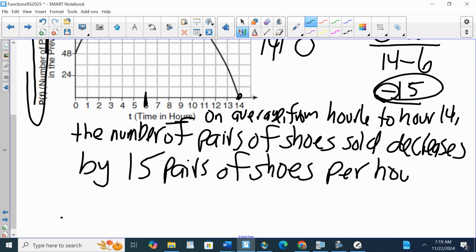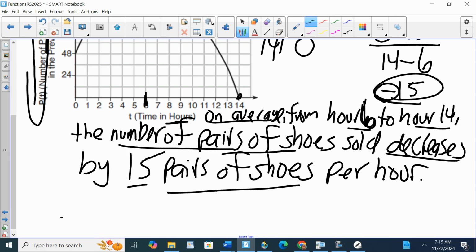If you want more practice with this, it's literally just substituting into a script. Watch the video for average rate of change with context. I know context isn't the easiest for students, but just substitute into that script: on average from x to x, the y topic, increases or decreases. If it's positive, increases. If it's negative, decreases by the average rate of change, y unit per x unit. If it's negative, you say it decreases, but you don't say it decreases by negative 15, you say it decreases by 15.